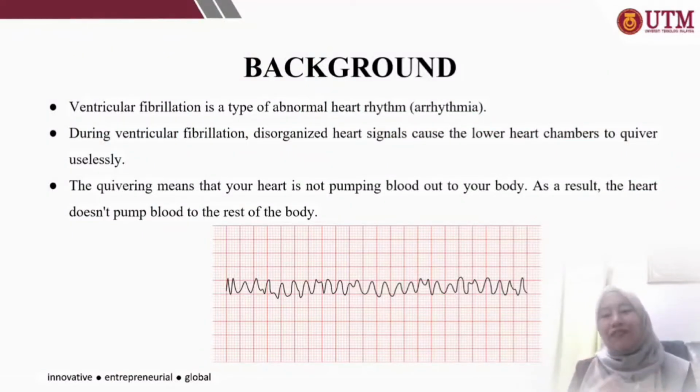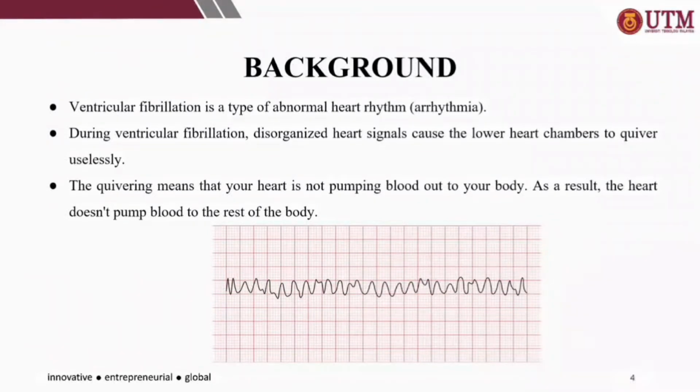This is the background for ventricular fibrillation. Ventricular fibrillation is a type of abnormal heart rhythm. For your information, during ventricular fibrillation, a disorganized heart signal can cause the lower heart chamber to quiver uselessly. The quivering means that your heart is not pumping blood out to your body. As a result, the heart doesn't pump blood to the rest of the body. This is the ECG graph for people that have ventricular fibrillation.